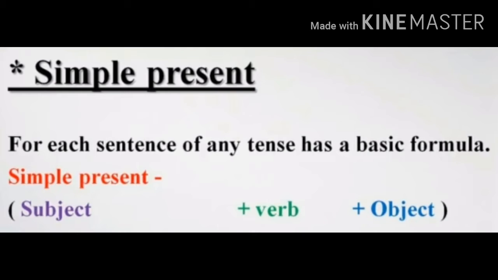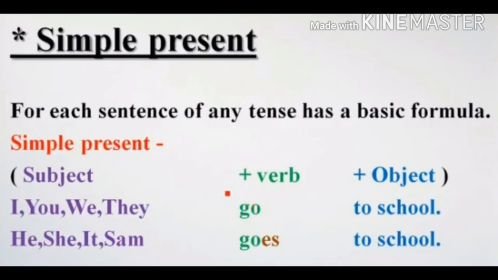Okay, now let us see some examples based on this. If we see the subject I, you, we, they, with these four we get the verb go to school, play football. So in this way we can write the verb. Coming to he, she, it, or a boy's name, girl's name, or anything's name, we write goes to school. So what is the difference you observed here, children?